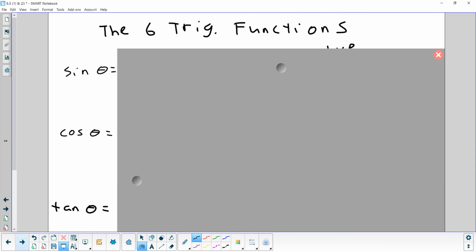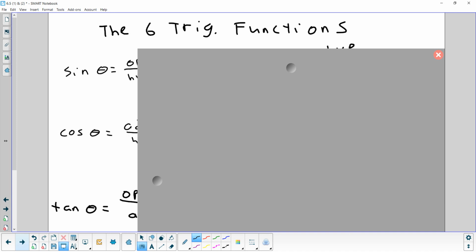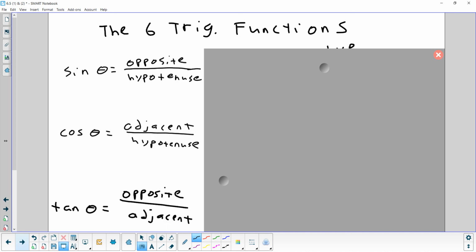I'm going to talk about what the sides mean, but let me give you the definitions first, and then I'll explain the terms if you're not sure what they mean. So all the trig functions are what we call ratios. They're all ratios of two lengths. Sine is the length of the opposite side divided by the length of the hypotenuse. Cosine is the length of an adjacent side divided by the hypotenuse. And tangent is the length of the opposite side divided by the length of the adjacent side.